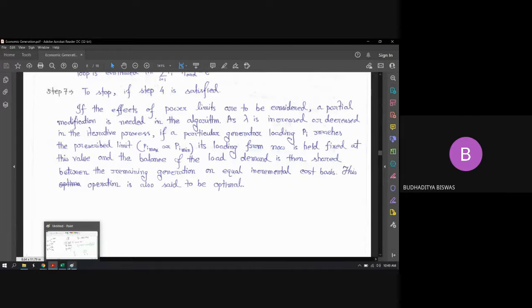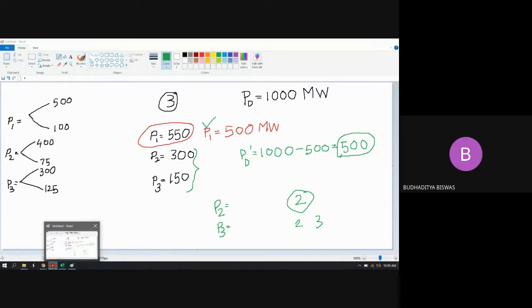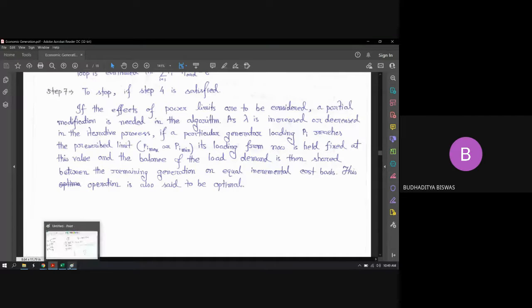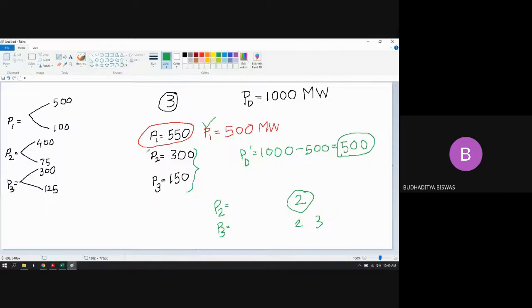Okay. Now, we have understood this. Yes, one, why, sir, this thing is written. If something crosses the limit, we have to fix that generator's generation at the particular limit which is crossed, and the remaining load demand, meaning the total load demand minus this generation, must be shared between the other two generators, or the remaining generators, on the incremental cost basis. So this solution is also called the optimal solution, and in this optimal solution, we have considered the generator limit also.